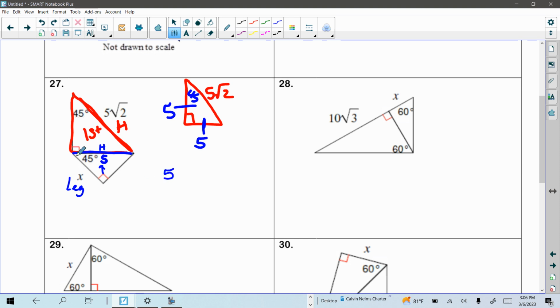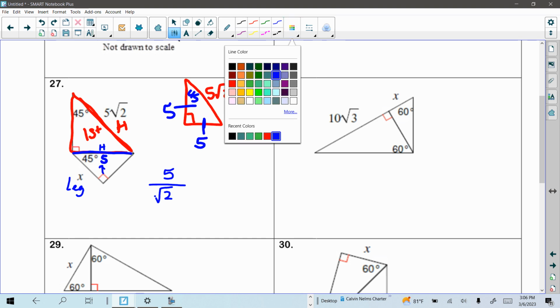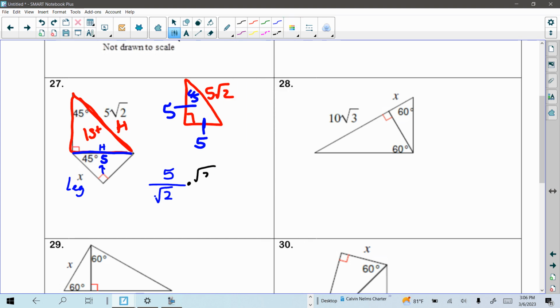I take that 5 that represents the hypotenuse, divided by root 2. I cannot keep it like that. So I rationalize it by multiplying the top and bottom by root 2. I get 5 root 2 over 2, and that is my x. So you need to start with one triangle, a side that is given that you know in the one triangle, and go to the next triangle.